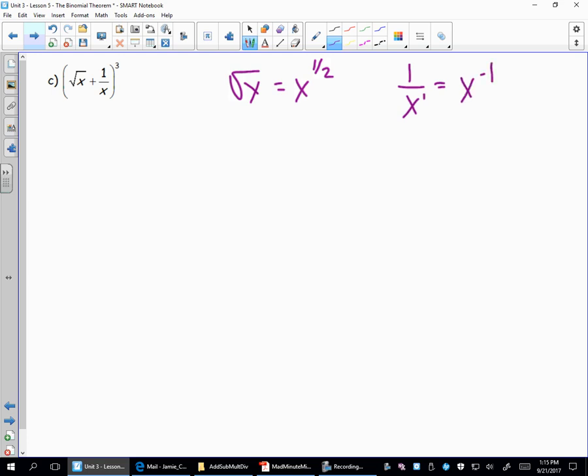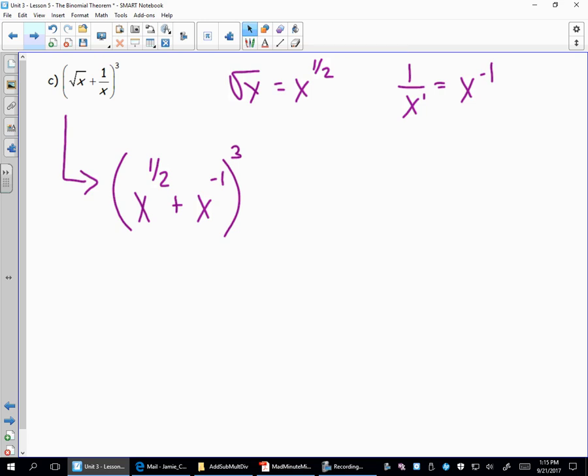So a better format for this question, same question, just better format, is x to the half plus x to the negative 1. And I like it in this format so I don't have to worry about having fractions or root signs. Once I've done that, I'm ready to do the question again.